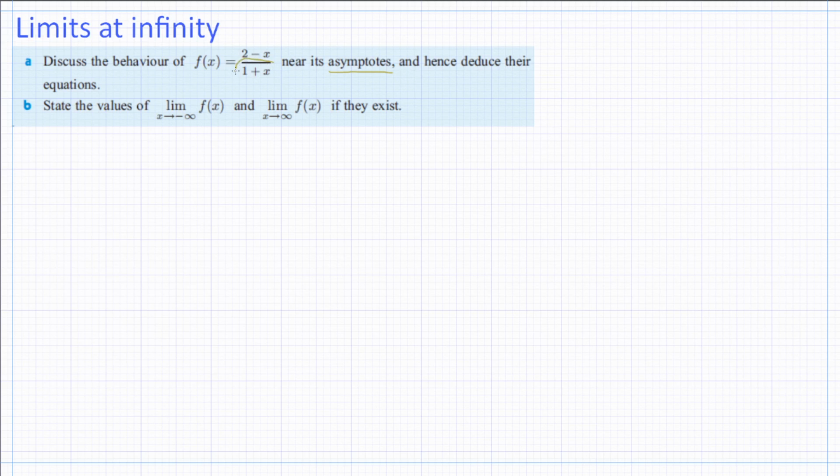The first one is when our denominator goes towards 0. So if this approaches 0, then we will have an asymptote. And also, when we take our limits towards infinity, if there's a limit, so if our function approaches a certain value, then we'll also have asymptotes. So let's take a look at each of those.